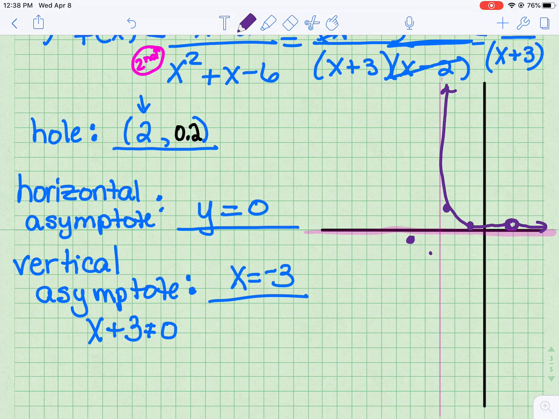3.5 and then 1.5. And then the other side has no hole, so I can just draw it completely like that.